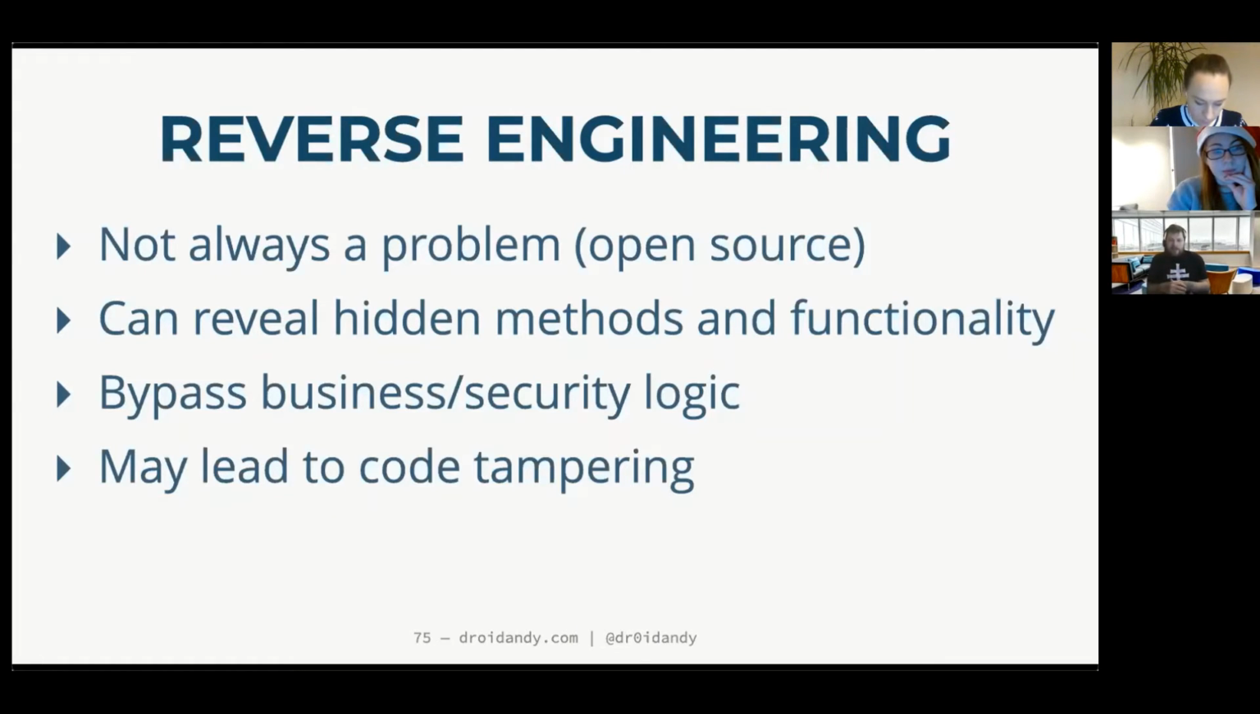Sometimes ways to bypass security logic. So I've found things where there's a true/false flag set somewhere in some source code. And if I can reverse engineer, maybe I can see how that flag's been set. Maybe I can bypass some of that logic.